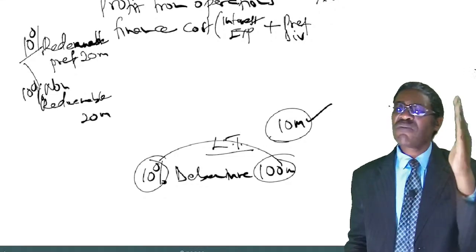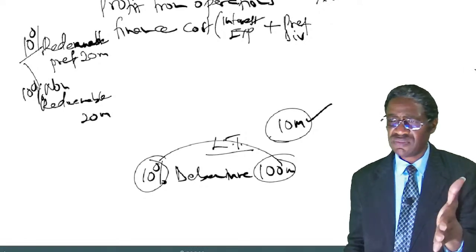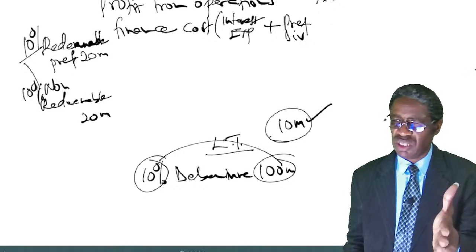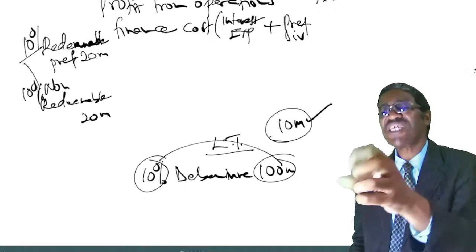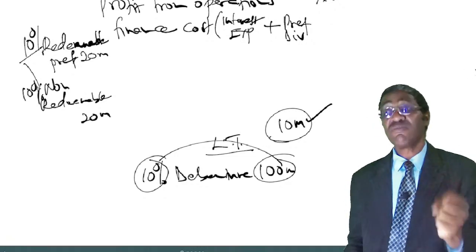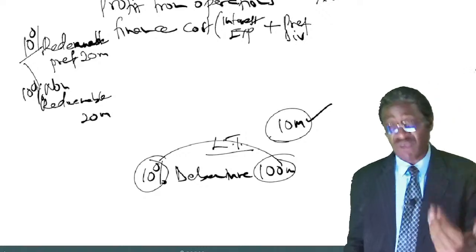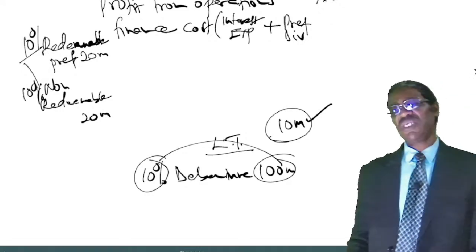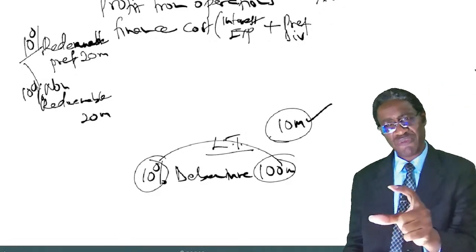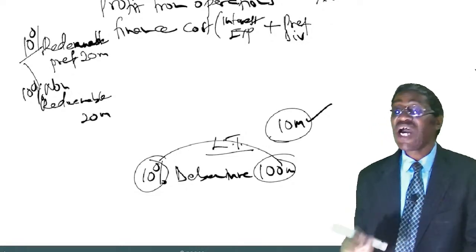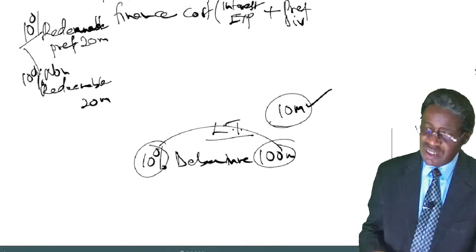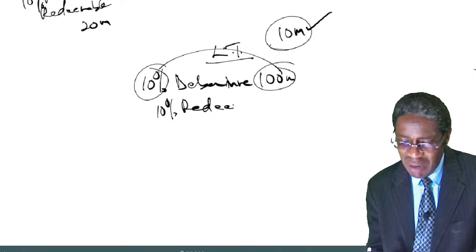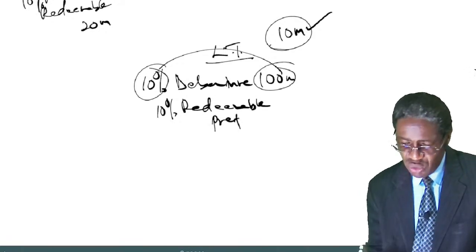Why? Because the moment you issued these preference shares, you must have told your shareholders, one time in the future, I will redeem them. In other words, I'll buy them back. I'll give you back your capital and give me back my certificate. So if you issue redeemable preference shares, you have to consider them as a long-term liability.